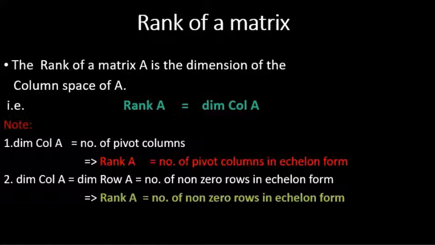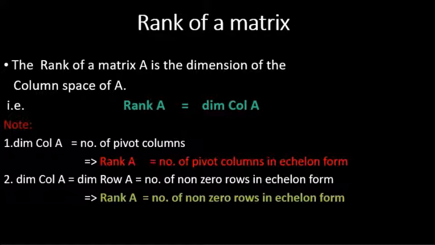And the second point, dimension column A is equal to dimension row A, because we even learned about row spaces. After learning about row spaces, we mentioned that dimension column A is nothing but dimension row A, that is equal to number of non-zero rows in echelon form, because dimension row A is number of non-zero rows in echelon form. That implies rank A is equal to number of non-zero rows in echelon form.